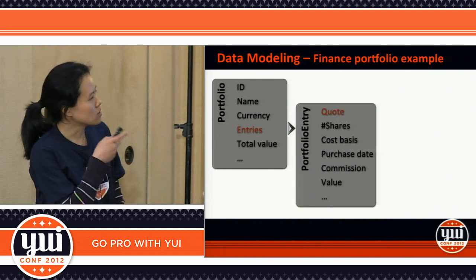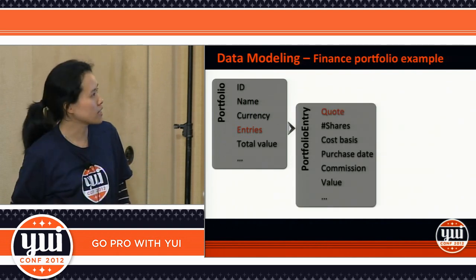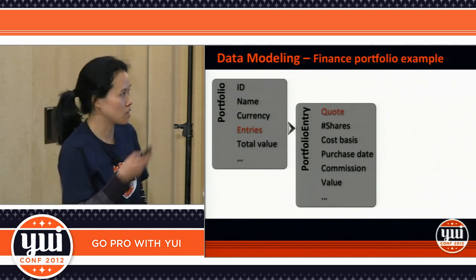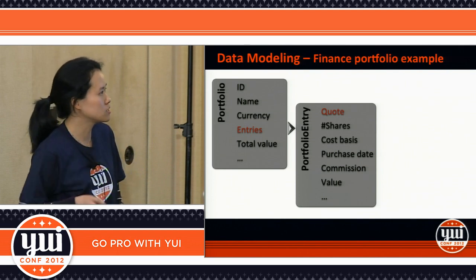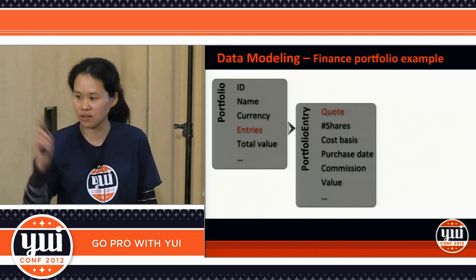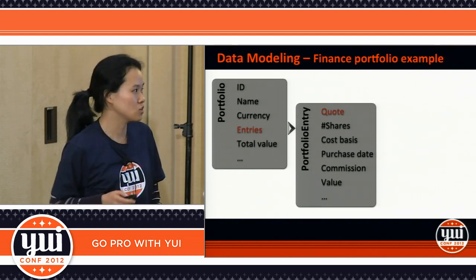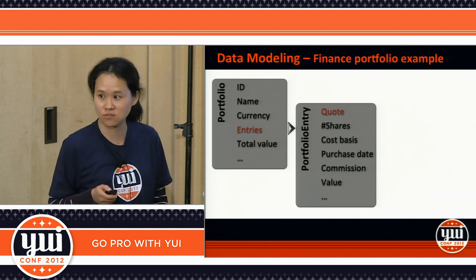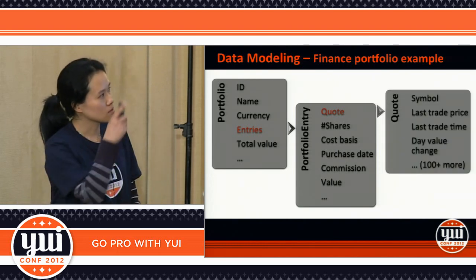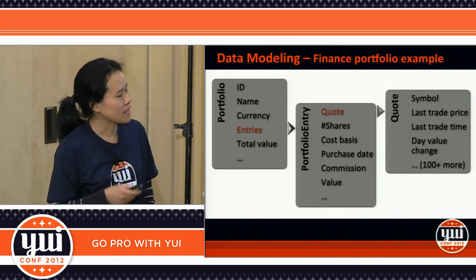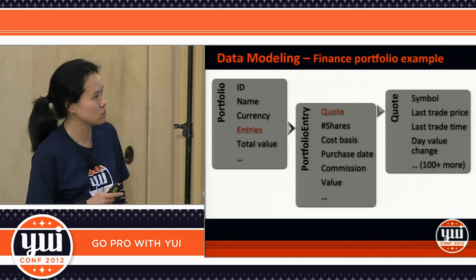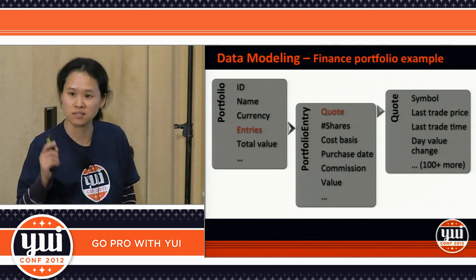And each entry contains fields like a quote, and shares, like how many shares I've bought. Like I bought Yahoo for 100 shares, what's the cost basis, and so on. And the last one is the value, because each entry has a value, right? You multiply your current price by the number of shares you've got, that's your value. And each quote is actually a symbol, like in Yahoo's case, YHOO will be the symbol. And then you have last trade price, last trade time, day value change, and 100 plus more.